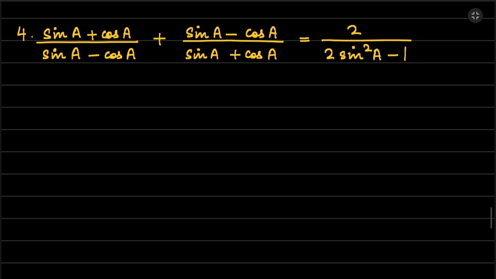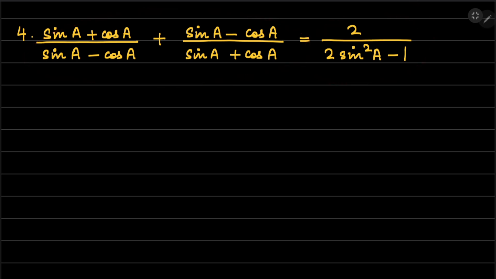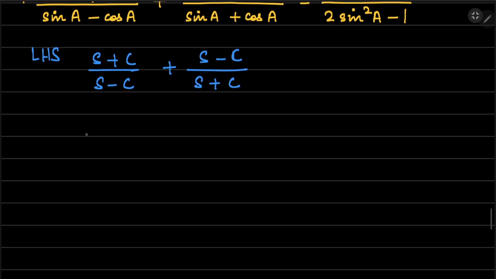Okay. Again, the minute you see this question, what do you observe? In the LHS also you have sine and cos. In the RHS you don't have cos, so you'll have to eliminate cos. You only need everything in terms of sine. So let's do it. First of all, I'm just going to take my LHS, left hand side. So what is it? Sine plus cos divided by sine minus cos plus sine minus cos divided by sine plus cos. Take the LCM. What is the LCM? Sine minus cos multiplied by sine plus cos.